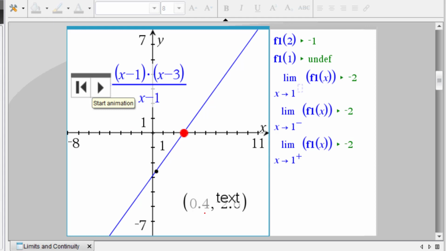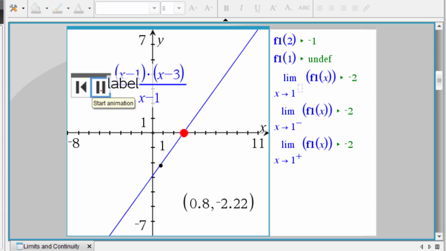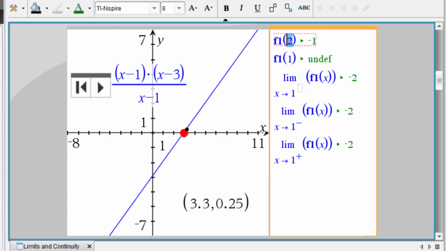So it will go 0.4, 0.6, I'm moving in steps of 0.2, 0.8, and then 1. And I want you to observe what happens. So that's 0.6, and at 1 it actually came up with undefined. So you can see the results over here. The function value at 2 is negative 1. I can go and put any other value there. I can put 6 and it will say it's defined. But if I try to put there the value of 1, it says undefined, which is expected.